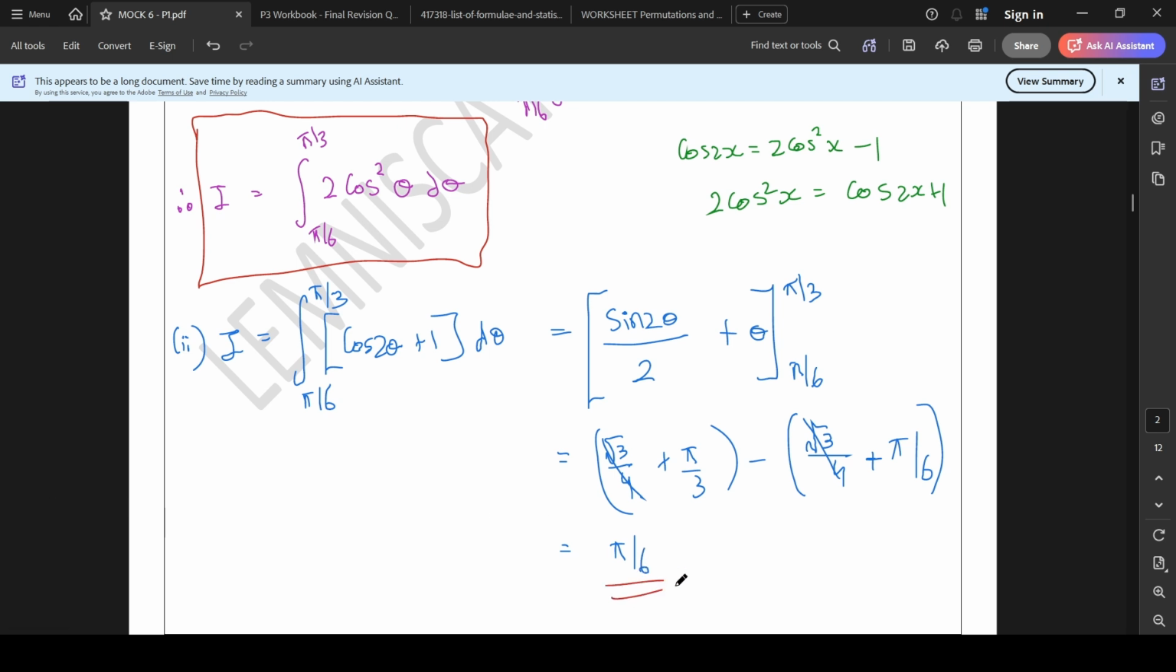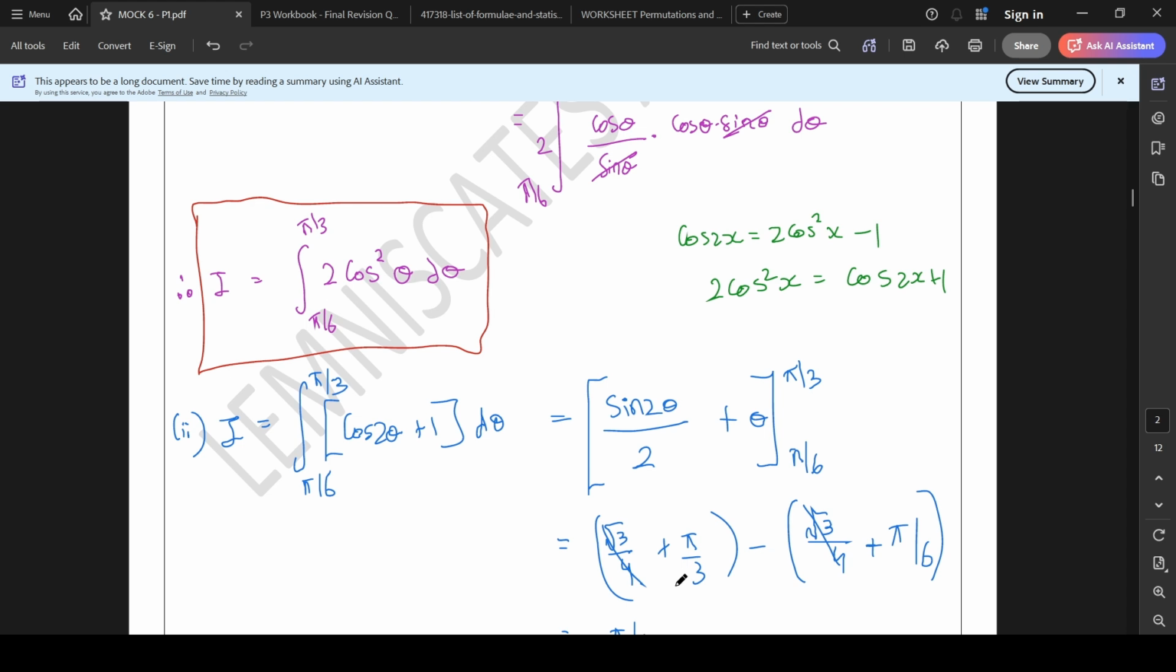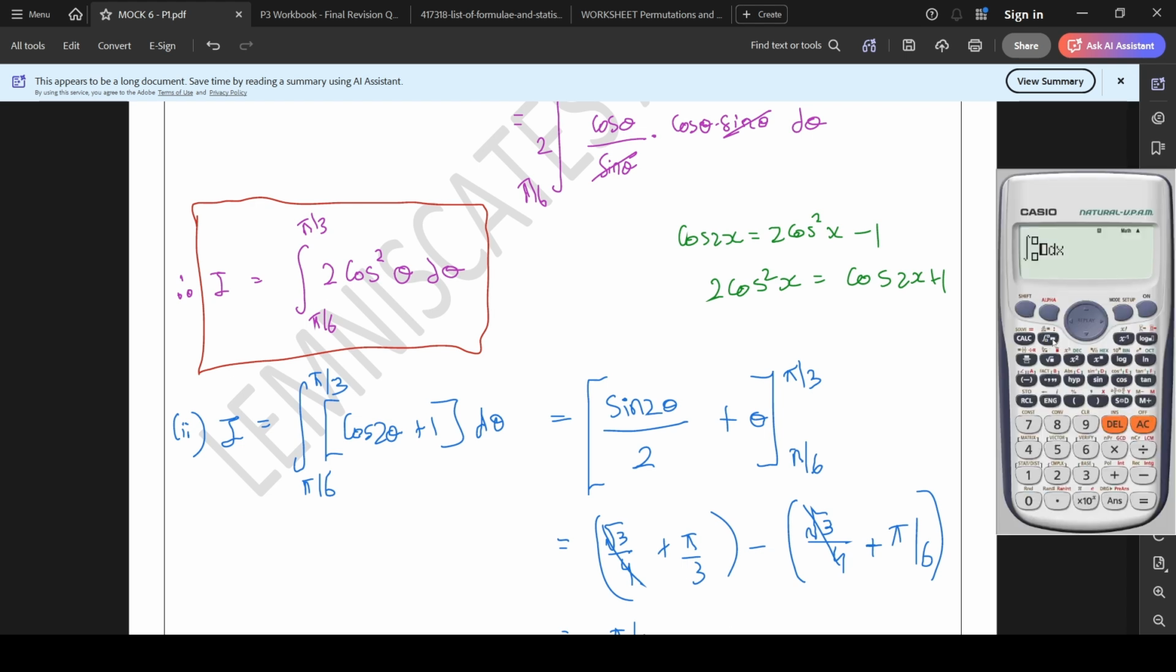Now let me see if this is correct or not using my calculator. So integration of 2 cos x, and then I have to square the cos term. So I'm putting a bracket on that and having a square. Oops, I don't want to have a square over there. I want to have a square over here. So I'll just get rid of the square from here, and the limits are from pi by 6 to pi by 3.